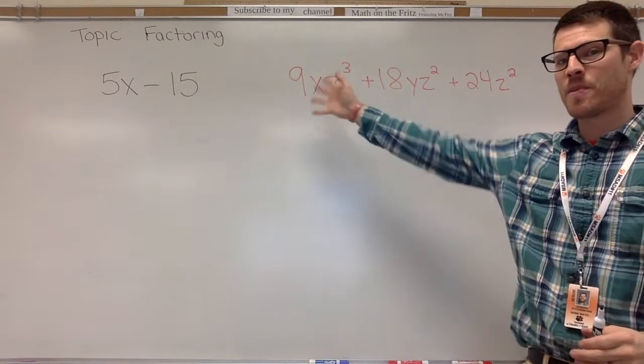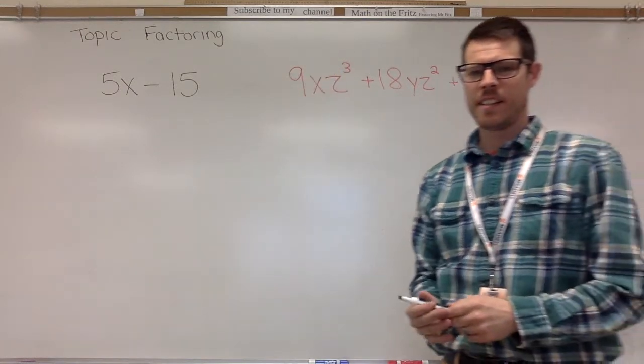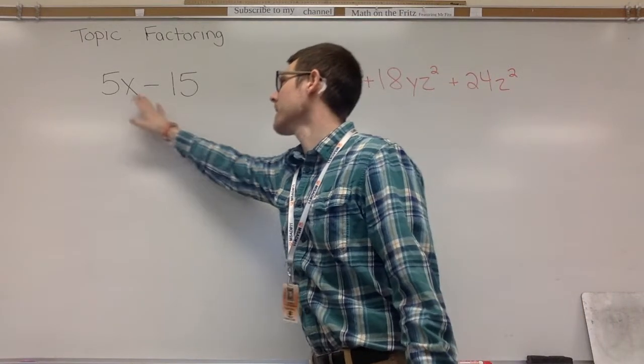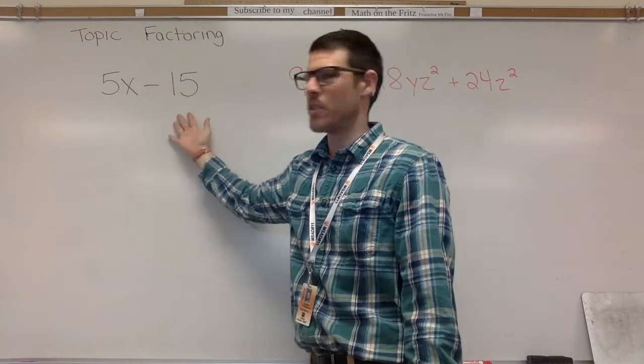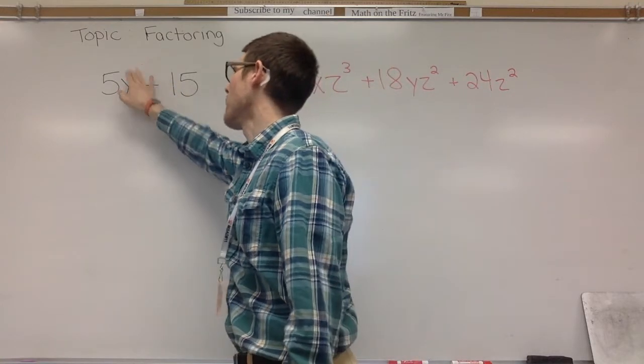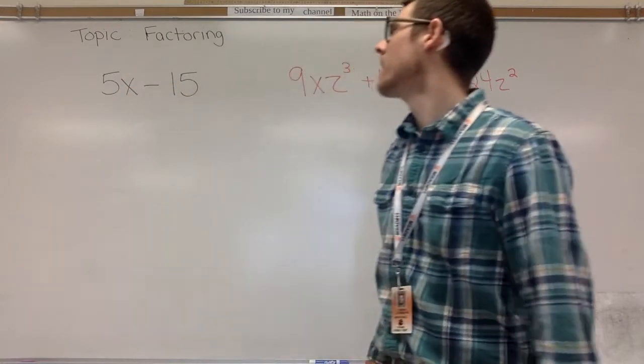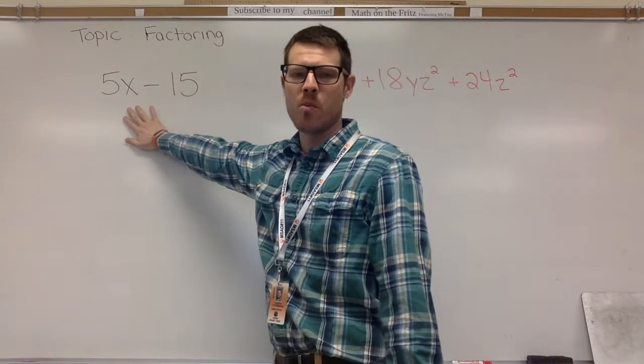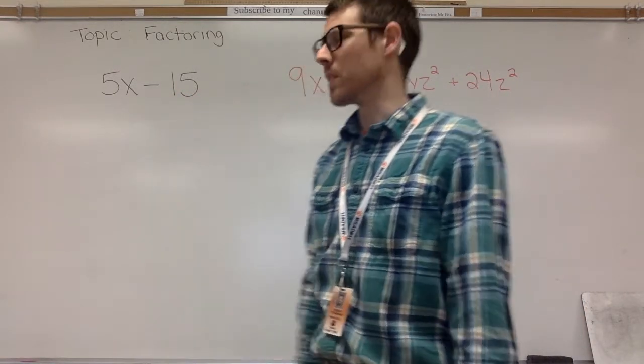Today's topic is going to be factoring, and as you can see, we're starting off in simplified form here. This would be a linear binomial. The highest exponent is 1. I've only got 2 terms. Later on, we're going to do a more challenging example, but we want to make sure you know what you're doing first and what the goal is.